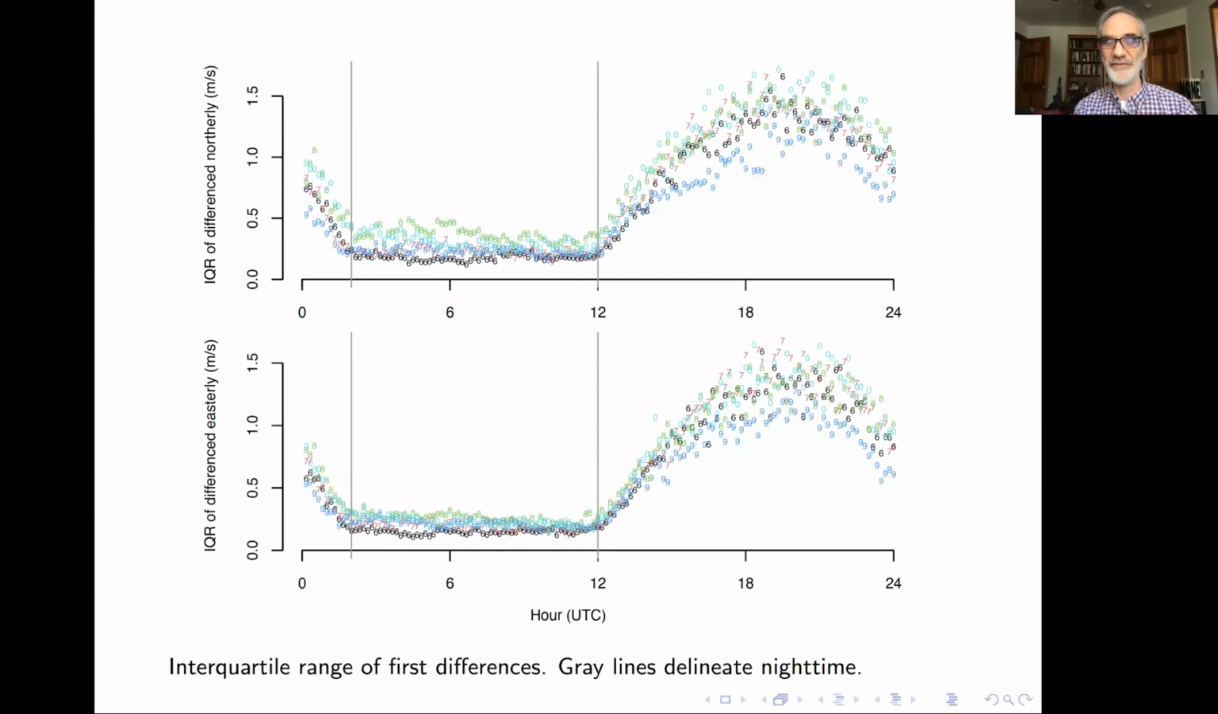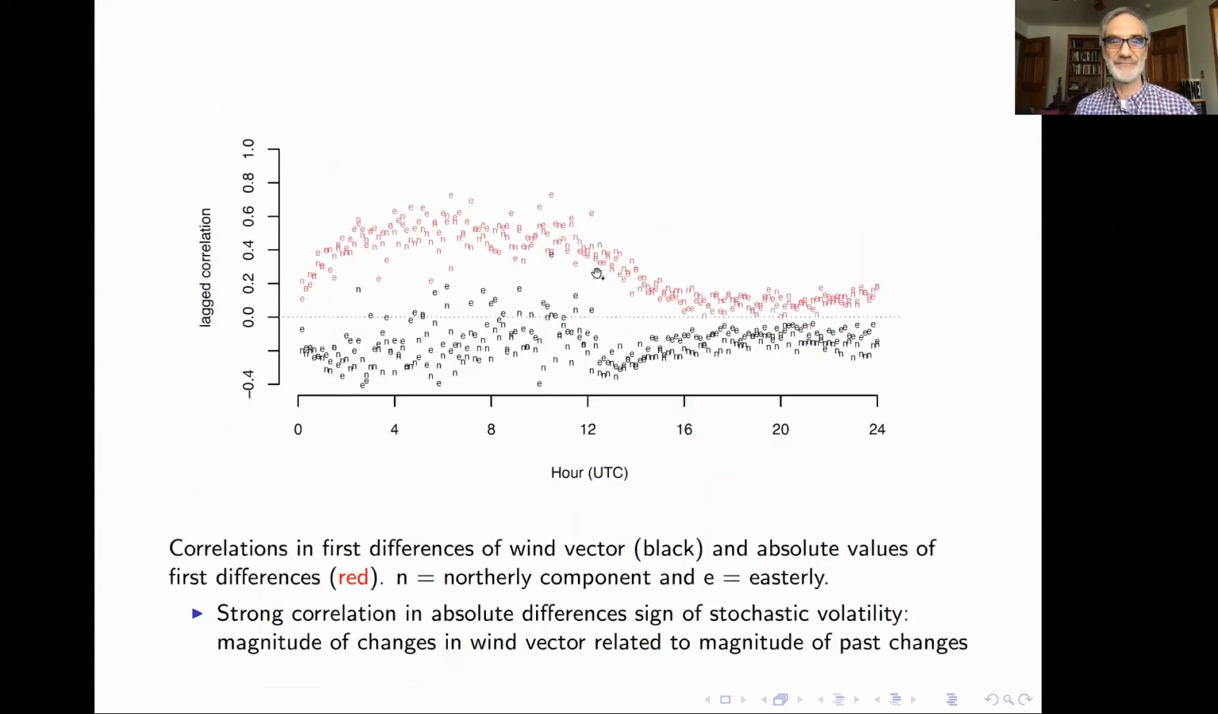And now we see a very strong pattern of much less variation at night, and then quite strong transitions at sunset and sunrise. And then it increases up to here, and this would be kind of mid-afternoon. And then as the sun starts going down, the volatility goes down again. And it's a very similar pattern for the northerly and easterly components. So any model that we come up with is going to have to mimic this.